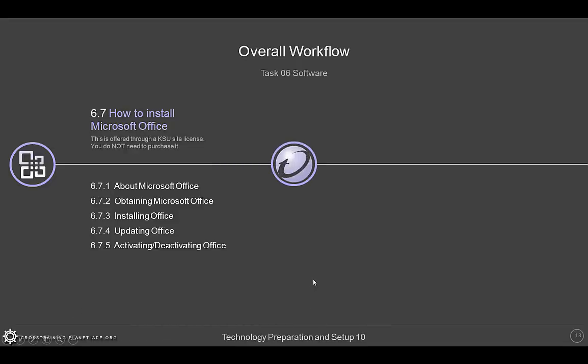The next one is going to be Trend Micro. So we want everybody to be virus free. And antivirus is offered through a KSU site license. You will not need to purchase this because you've already purchased it as part of your tuition. So definitely don't buy secondary antivirus software because you'll already have access to it.